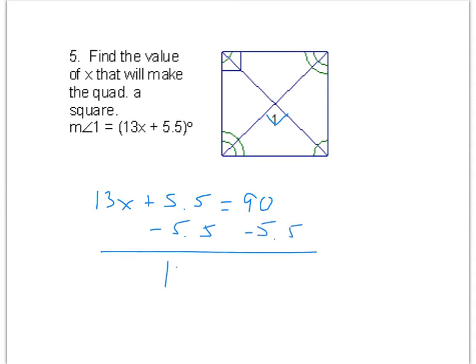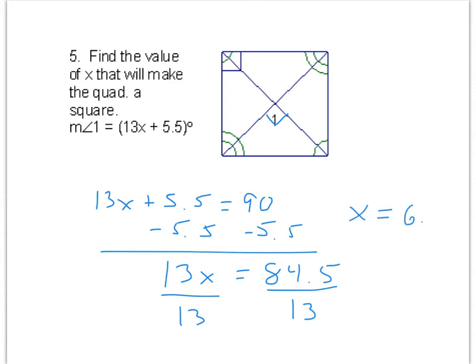It looks like I got 13x is equal to 84.5, and you're probably saying, "Mr. Corby, this is going to come out Crudsville." Well, whip out your calcs. We're going to divide both sides by 13, and when you divide by 13 on your calculator, you're going to see that x is equal to 6.5, which isn't too bad.